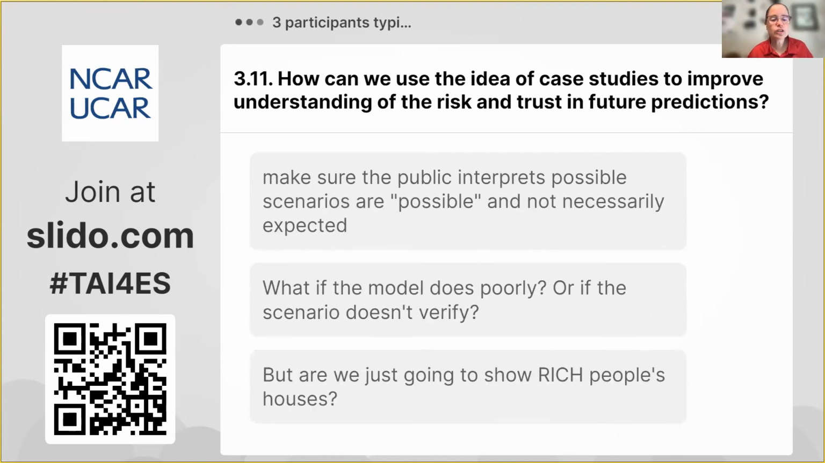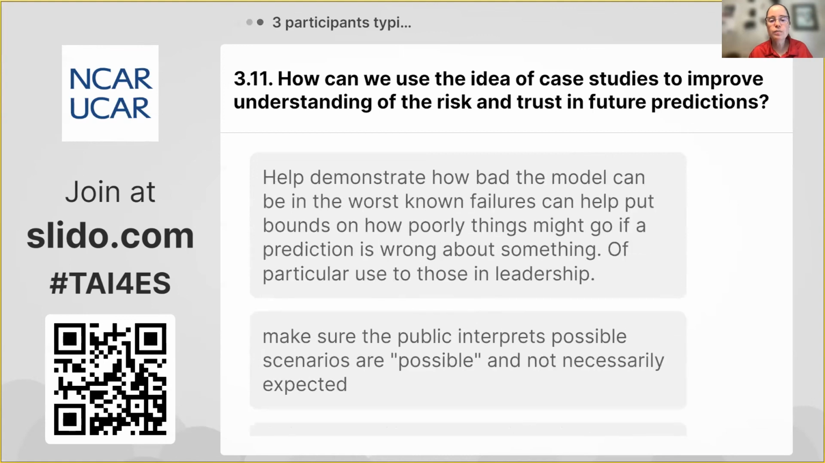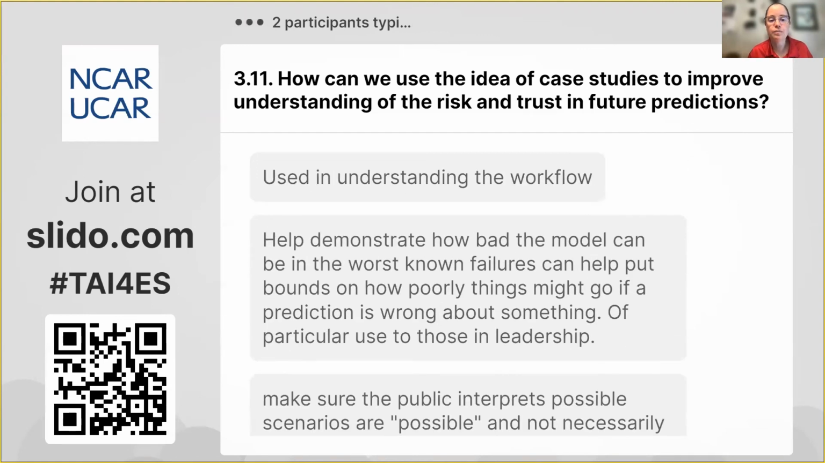And then the next question: the model does poorly or a scenario doesn't verify. Right. That picture that showed the impact on Mila doesn't necessarily mean that the flood is going to look exactly like that if it floods Mila. Right. And so the question is, what does it do to help you with your communication and your understanding of that?